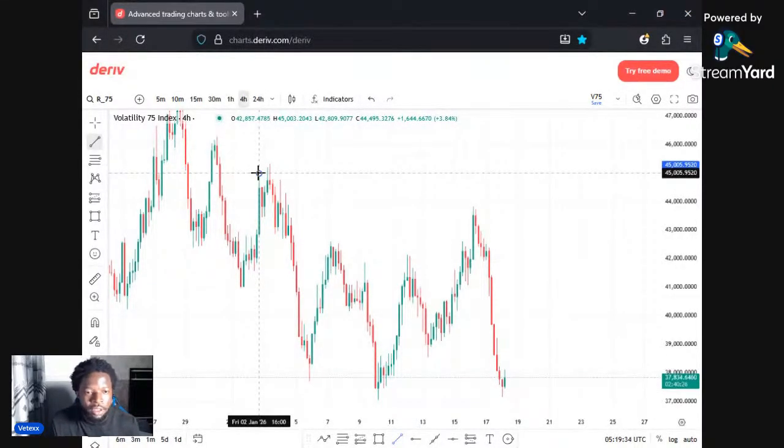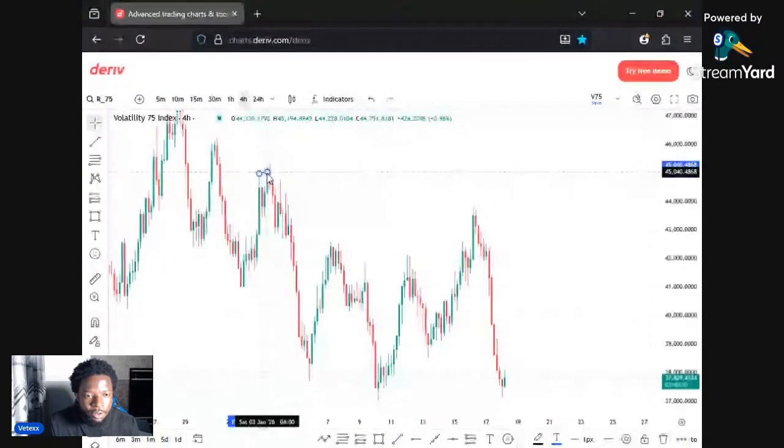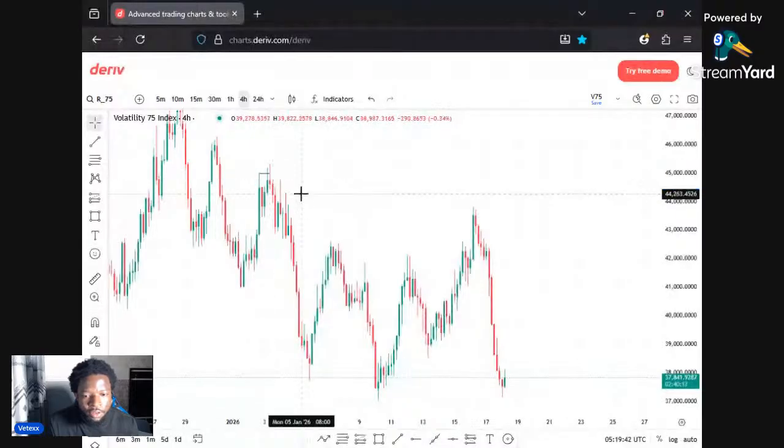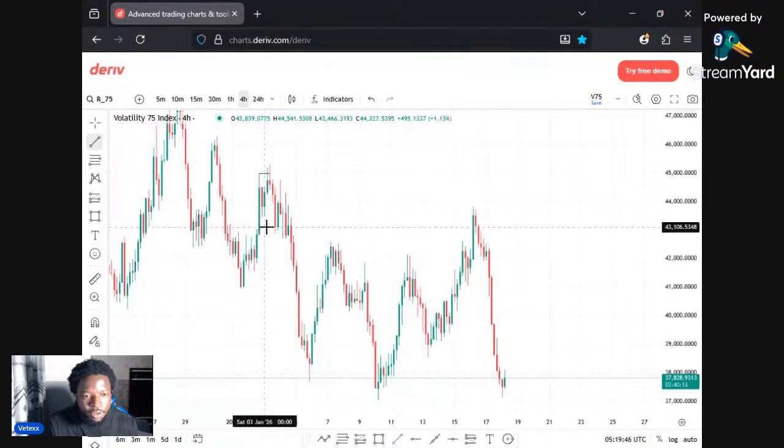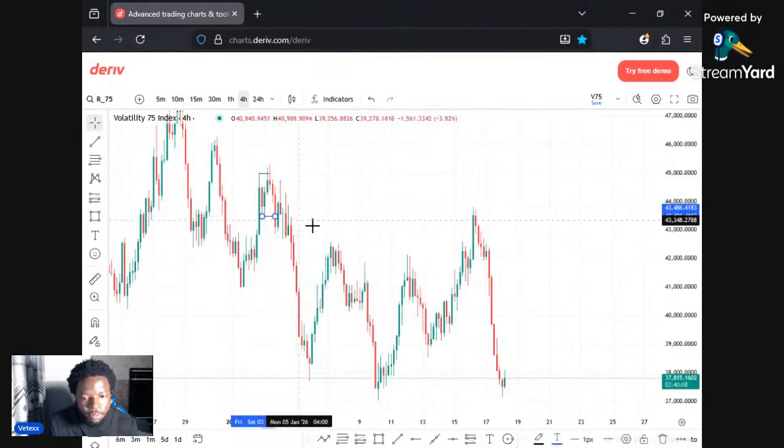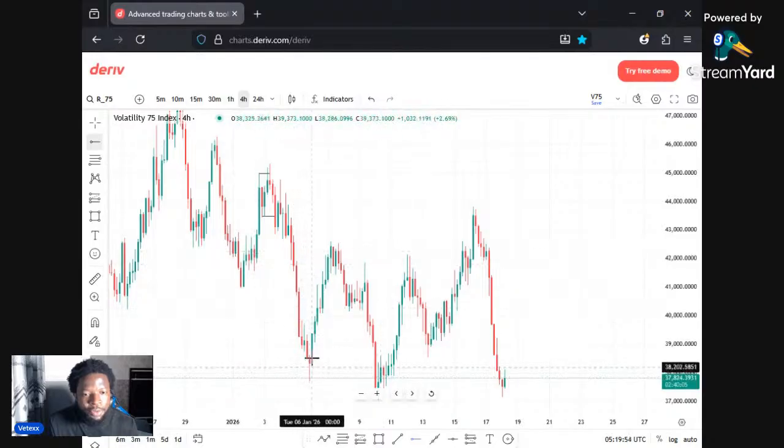That is it. So we have our first sweep of liquidity here. If you can see clearly, we have our first sweep of liquidity here. We have our first break of structure here. We have price retrace 50% to give us our structural liquidity.